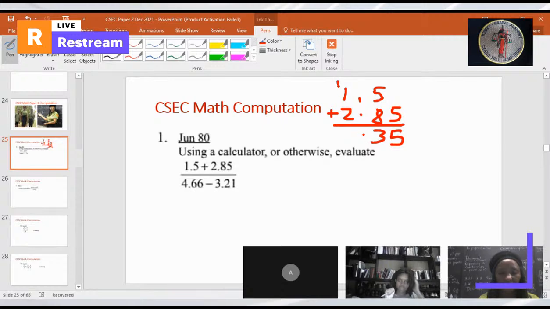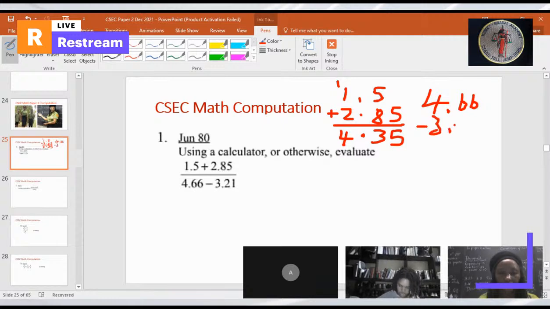And to mark our 2, decimal point. Oh, put back your decimal point. Decimal. And 2 plus 2 will give you 4. So now we're going to do 4.66 minus 3.21. So 4.66 minus 3.21.